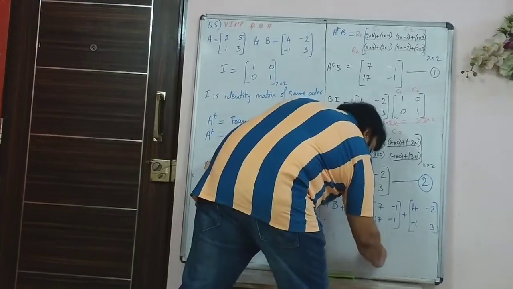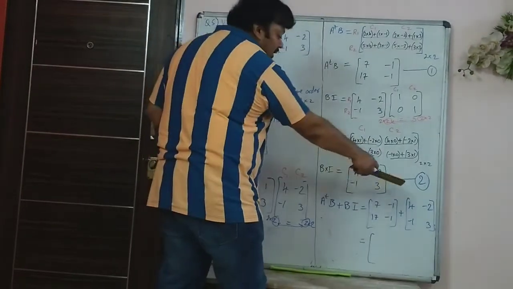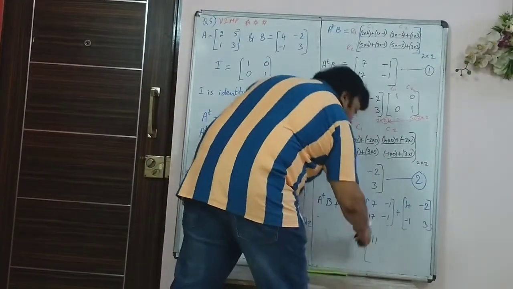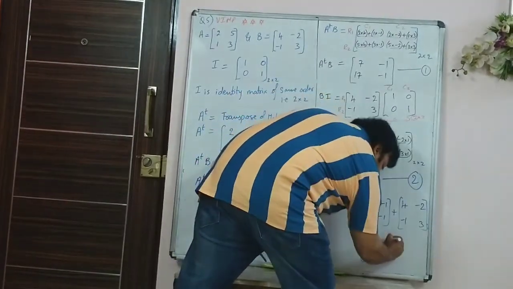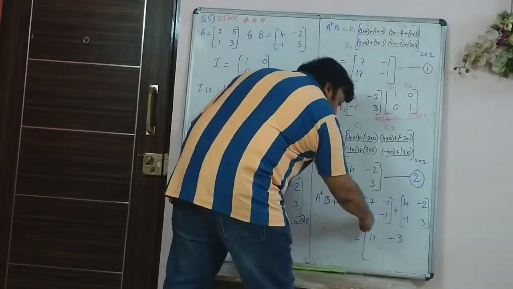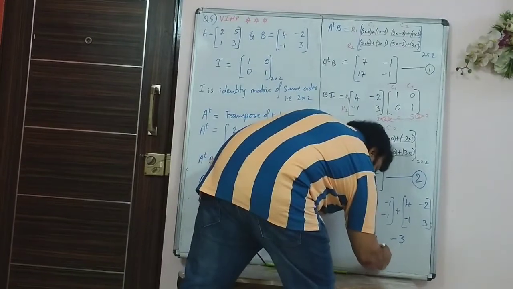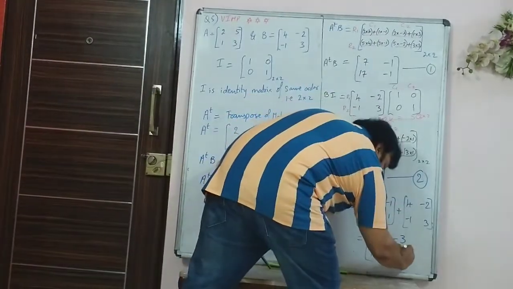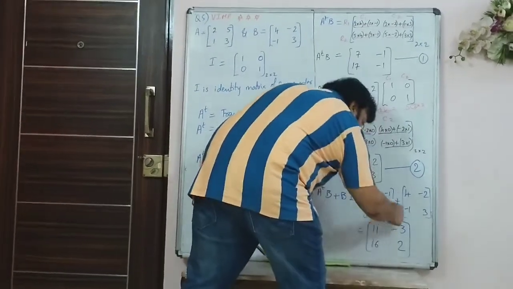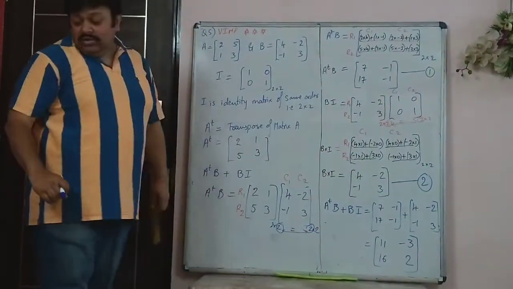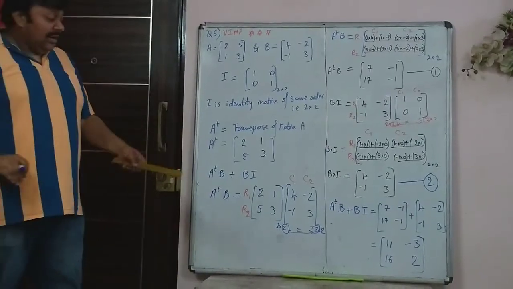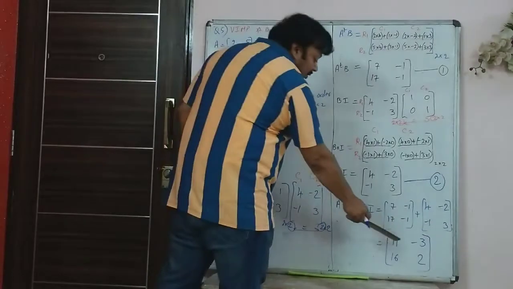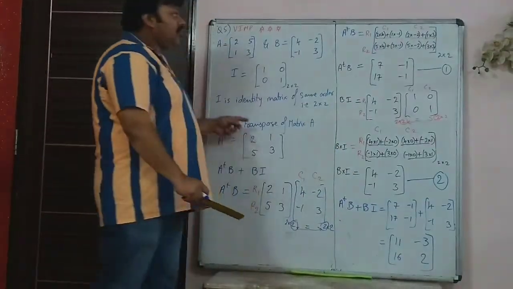So when you add the two matrices, you must add the corresponding elements. So you will get 7 plus 4, 11, minus 1 minus 2 is minus 3, 17 minus 1 is 16, and minus 1 and 3 is 2. So that is the final answer. ATB plus BI is 11 minus 3, 16 and 2.